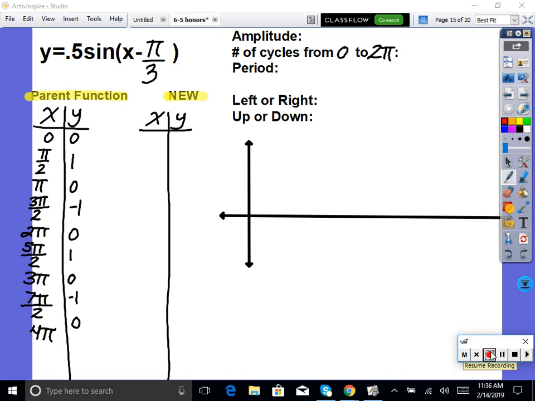Okay, let's just get right into all the hard ones. Here we go. Y equals 0.5 sine of x minus pi thirds. What's my amplitude?